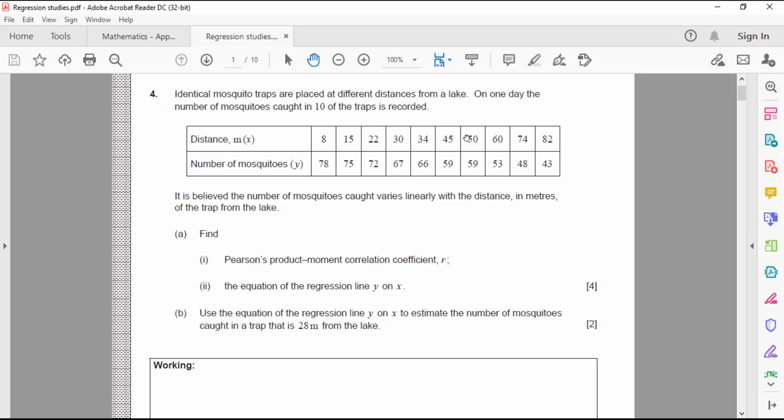So first I'll teach you the product moment correlation coefficient. Then I'll go to the Spearman because that's the next part. Okay, this is the first part.